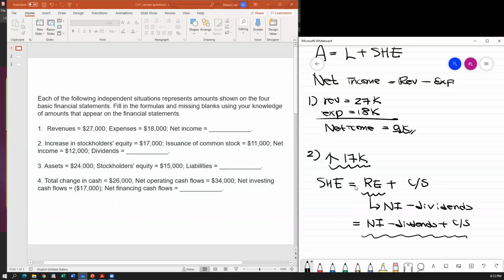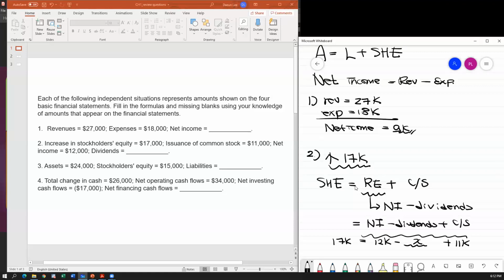Okay, so the shareholders' equity increased by 17K. We have the net income, which is equal to 12K, and the common stock issued was $11,000. And of course, we don't know the exact amount for dividends. So this is simple math.